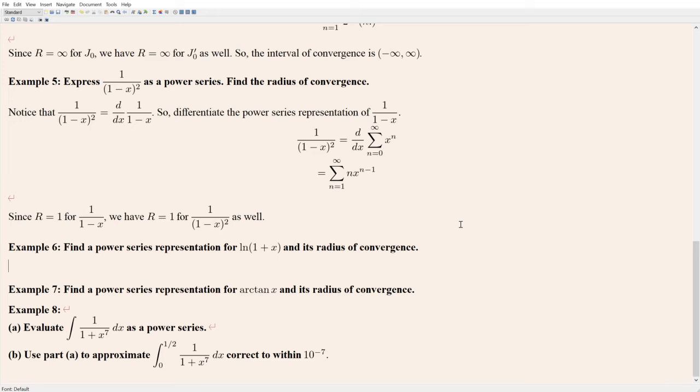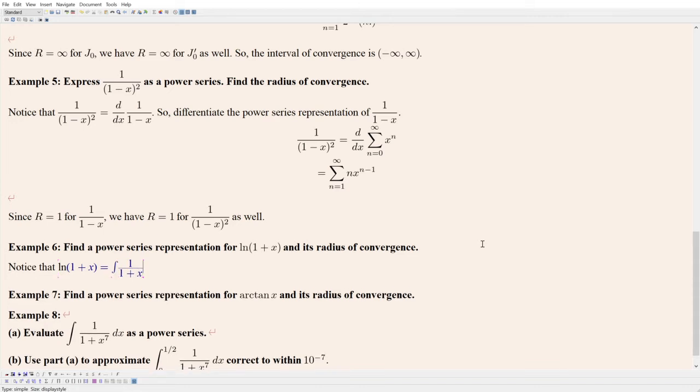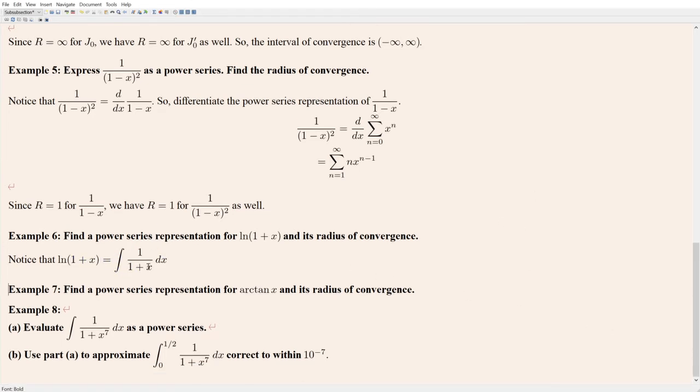Find a power series representation for the natural log of 1 plus x. Okay, so is this the derivative or the antiderivative of something? Well, indeed it is. The natural log was defined to be an antiderivative. So notice that natural log of 1 plus x is the antiderivative of 1 over 1 plus x. So all we need to do is find the power series representation of 1 over 1 plus x and then anti-differentiate it.